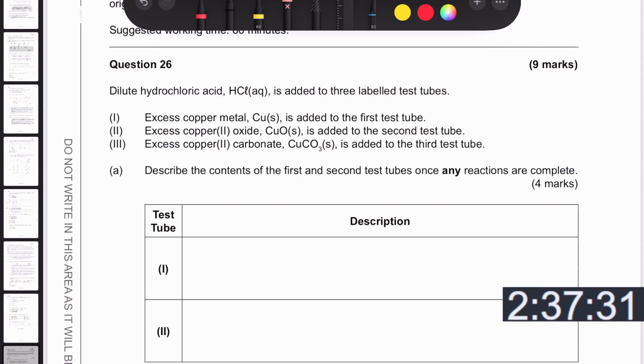Dilute hydrochloric acid, HCl, is added to 3 labeled test tubes. Excess copper metal, Cu, is added to the first test tube. Copper oxide is added to the second, and excess copper carbonate is added to the third. Describe the contents of the first and second once any reactions are complete.